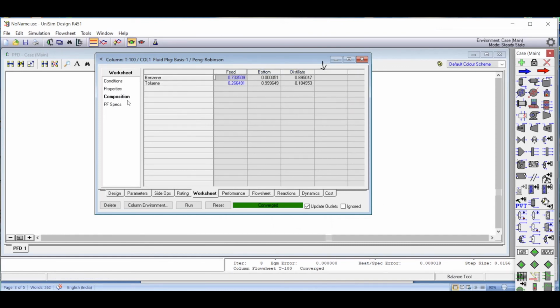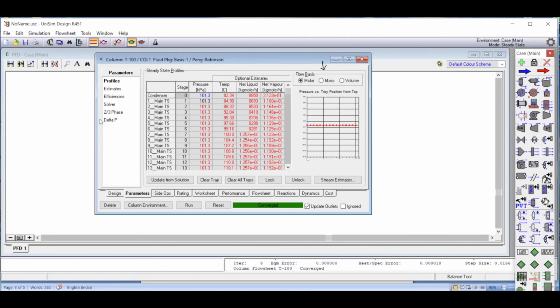So what are the compositions? As you can see, this remains almost pure toluene, and this is the distillate composition, slightly different from the previous one. And the corresponding parameters have changed, and all the design parameters have been changed. Let us go to the next problem here.